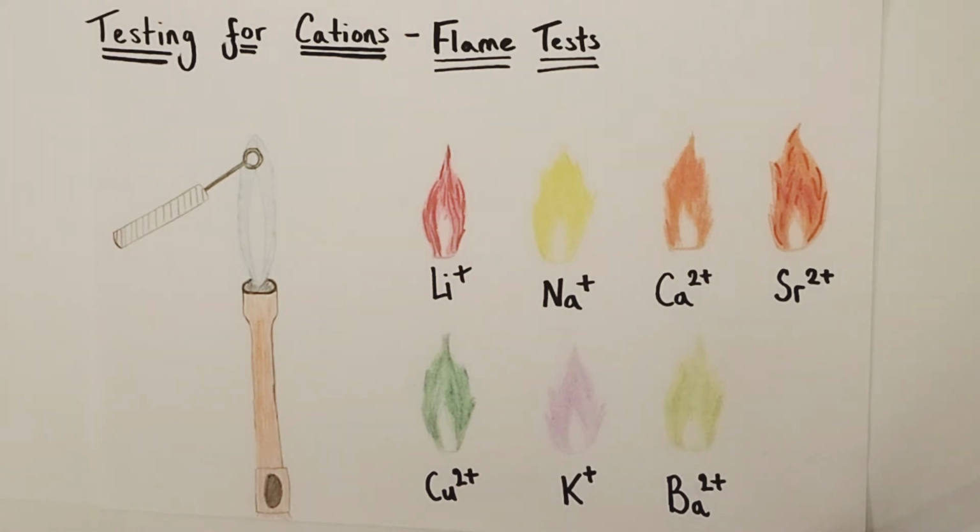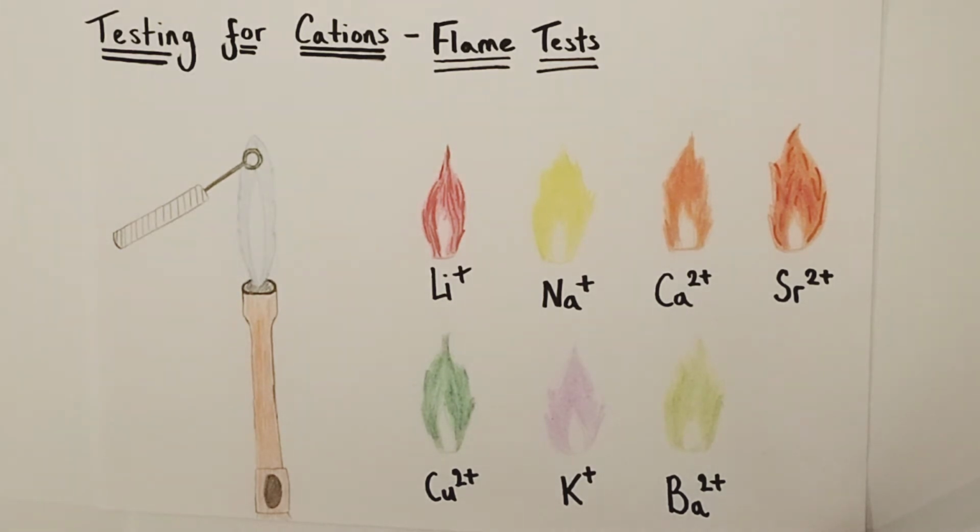To carry out a basic flame test, all we need is a piece of nichrome wire loop on the end of a plastic handle. Nichrome is an alloy which is ideal for this experiment because it is both unreactive and has a high melting point. Therefore, it won't interfere with our experiment, and also it will be able to withstand the heat of a roaring Bunsen flame used in our flame test practical.